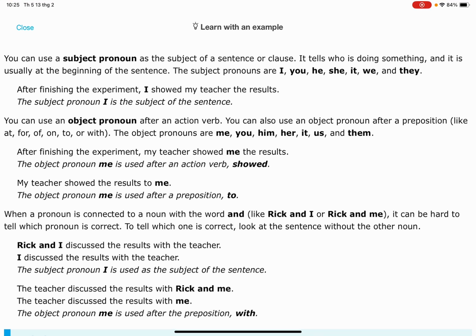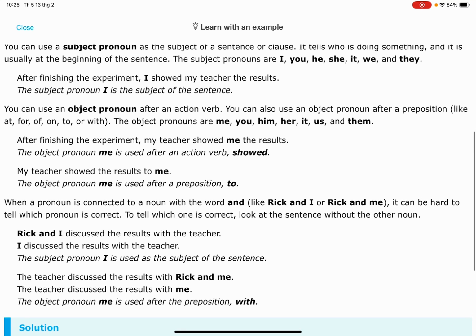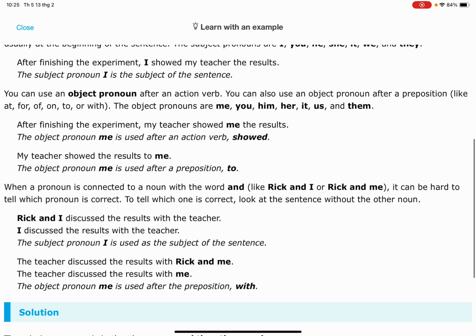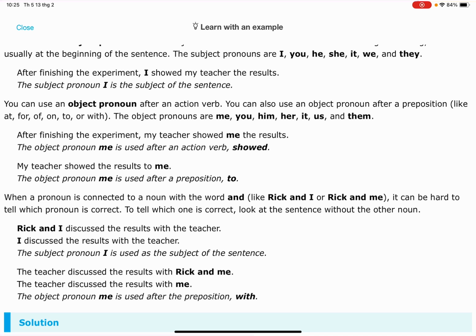But when a pronoun is connected to a noun with the word and, like Rick and I or Rick and me, it can be hard to tell which pronoun is correct: Rick and I, or Rick and me. To tell which one is correct, look at the sentence without the other noun.